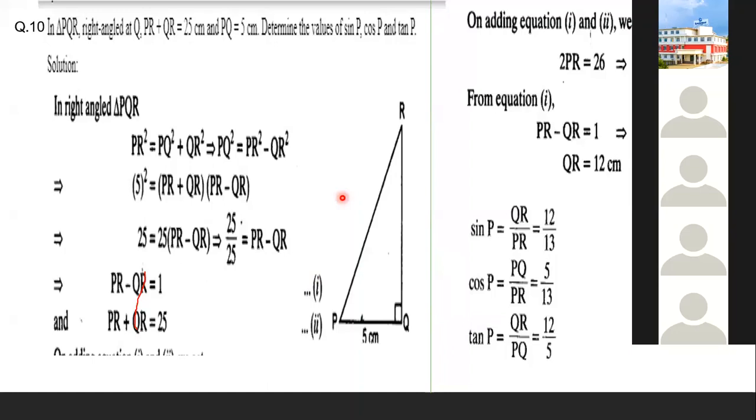Am I clear? So here the sum of two sides they gave, 25. In example 5, they gave the difference of two sides. This value they gave, PR minus QR, like this they gave. Am I clear to everyone? Okay, the method is same. I want all of them to do example 5 on your own, by using the same method. Okay, next we'll move on to question number 11.